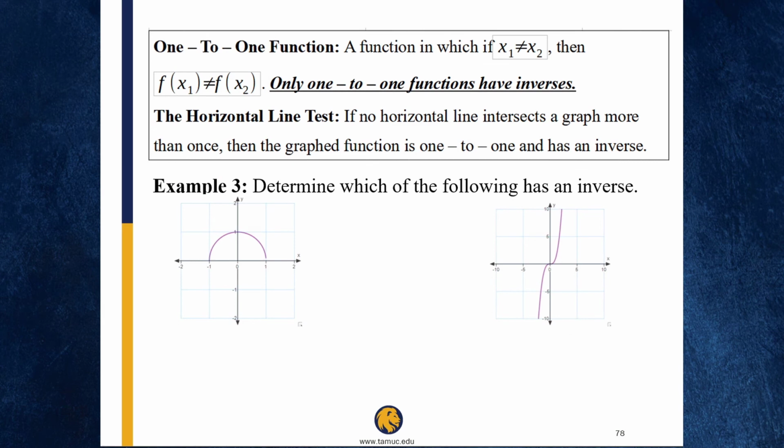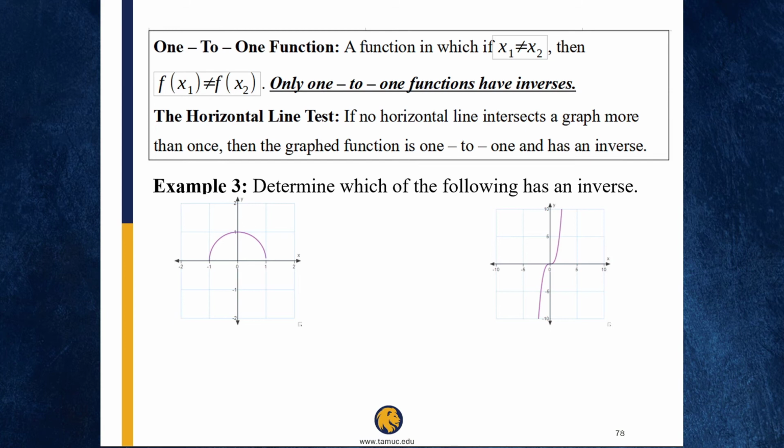One thing about inverses is not every function has an inverse. There's a particular characteristic that a function must have in order for us to be able to solve to get its inverse function, and that is it has to be a one-to-one function. A one-to-one function is a function in which if x1 is not equal to x2, then f of x1 is not equal to f of x2. And so only one-to-one functions have inverses.